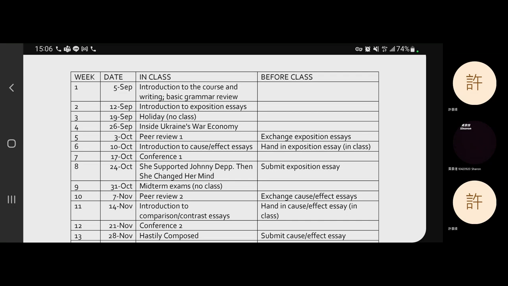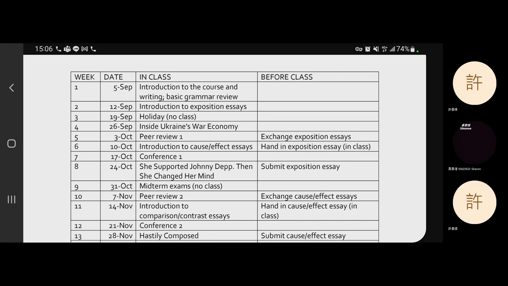And I will call you one by one to come and discuss your essay with me, to make sure you understand why I made these kinds of corrections and how you can improve your writing. So when it says conference, it means a one-on-one conference with me.